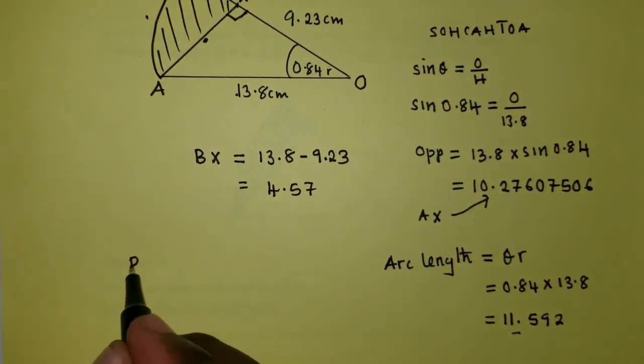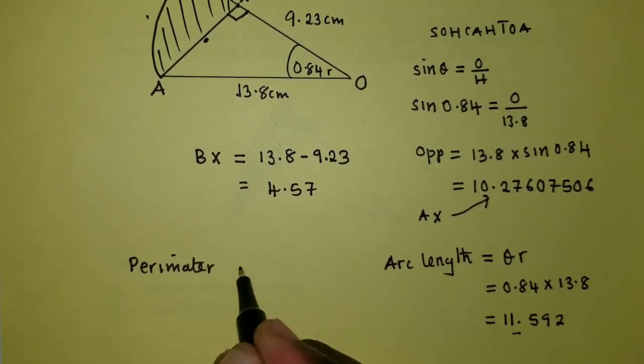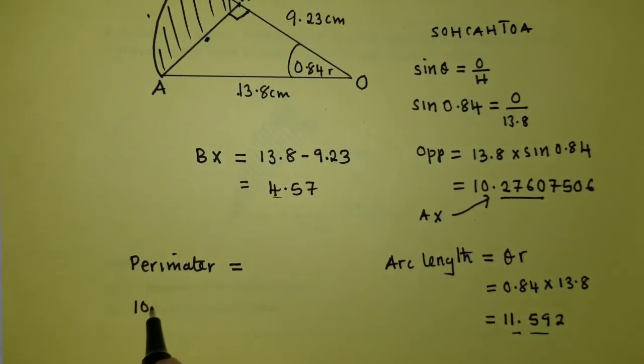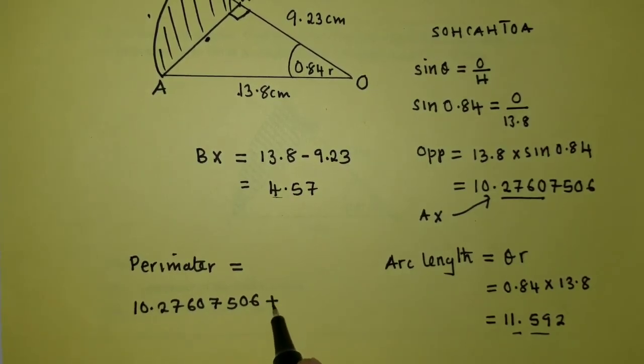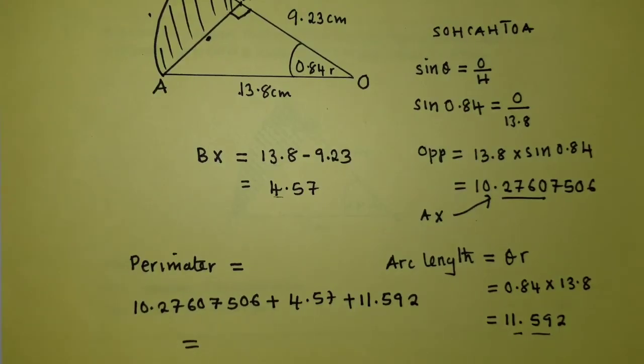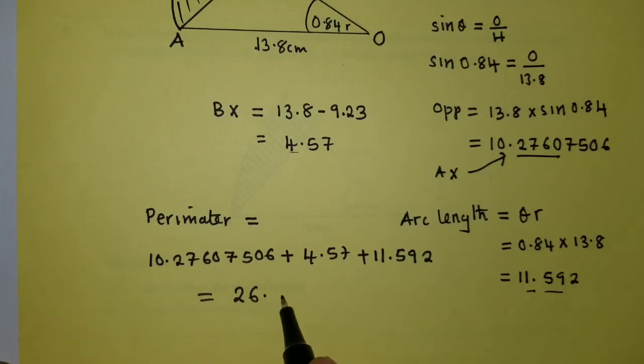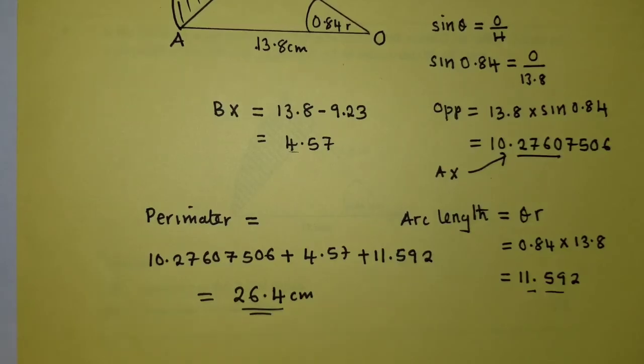So our final answer, which is perimeter, will simply be equal to adding all these, this plus this plus this. So it will be 10.27607506 plus 4.57 plus 11.592. So when we add, what are we getting? Let me see. 10.27607506 plus 4.57 plus 11.592. We are simply getting 26.4 centimeters. So this is our perimeter.